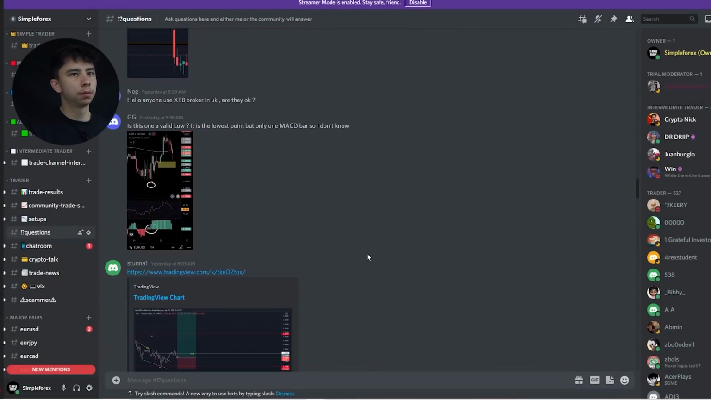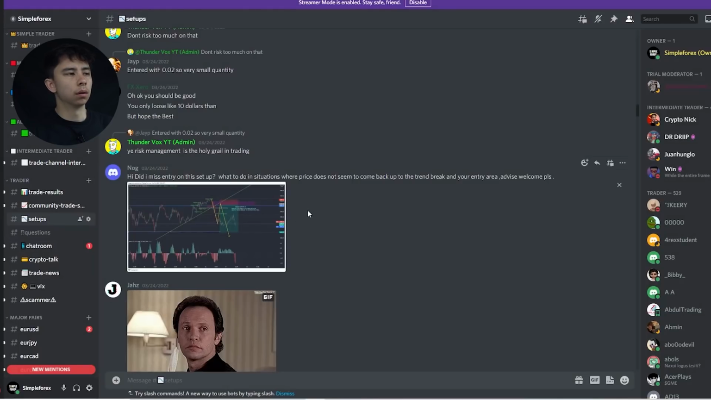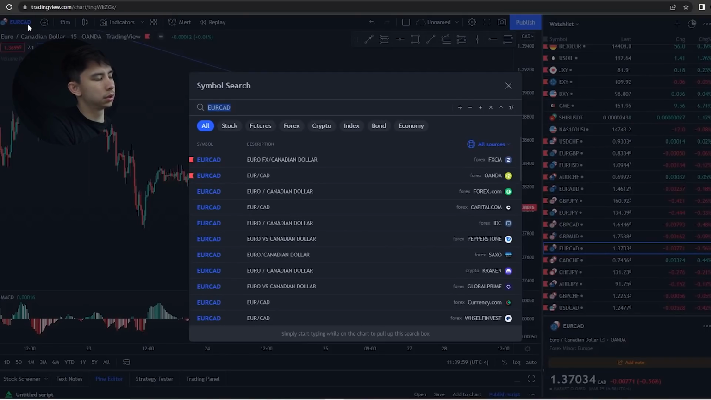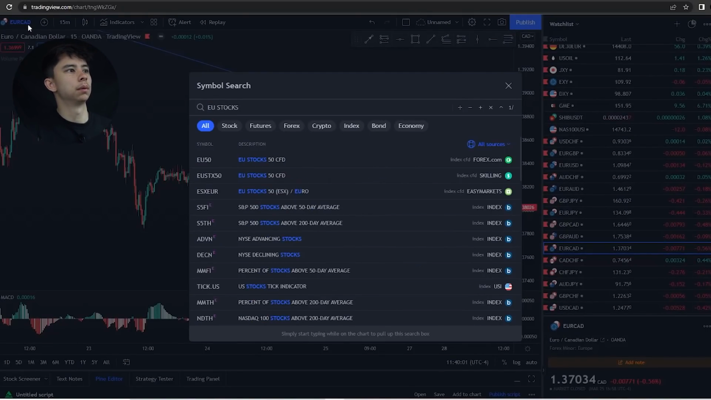Okay, so we're just going to keep looking through the Discord, and we are going to see if we have any trades. Okay, here, so we see a setup by Nog. Hi, did I miss an entry on the setup? So for example, they saw that there was a trend break and a break of this higher low, and they were expecting the price to come back. See, this is another example. What is this? EU stocks 50. EU stocks 50, CFD. Cool.